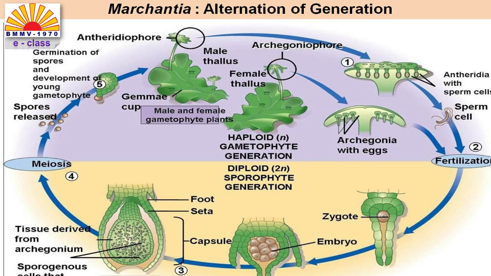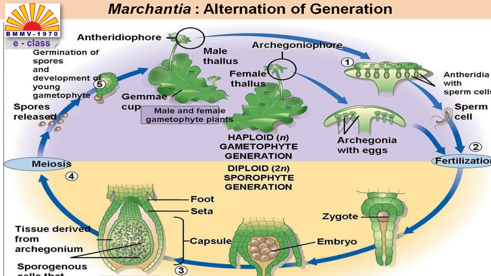The male and the female gametophyte plants develop from the spores. The male gametophyte contains antheridiophore. The female gametophyte contains archegoniophore. Antheridiophore produces antheridia with sperm cells, and female archegoniophore produces archegonia with egg cells.